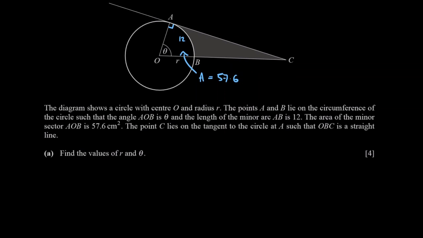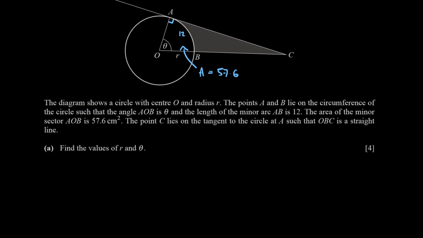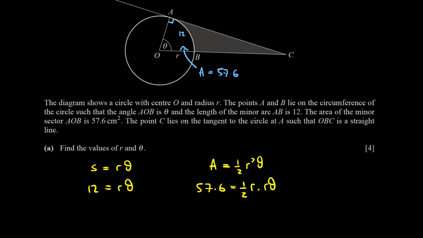Now, there are two formulas that we need for these circular measure style of questions. The first formula is that the arc length S is equal to r theta. The second formula is that the area of a sector is equal to a half r squared theta. Well, we know that the arc length is 12, so we can write 12 is equal to r theta. And we know that the area of the sector is 57.6, so we can write 57.6 is equal to a half, and I can rewrite r squared theta as r times r theta.